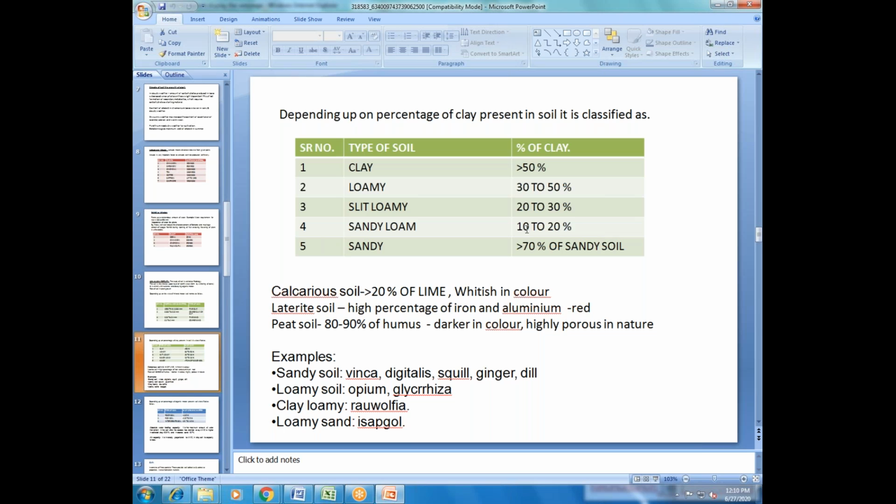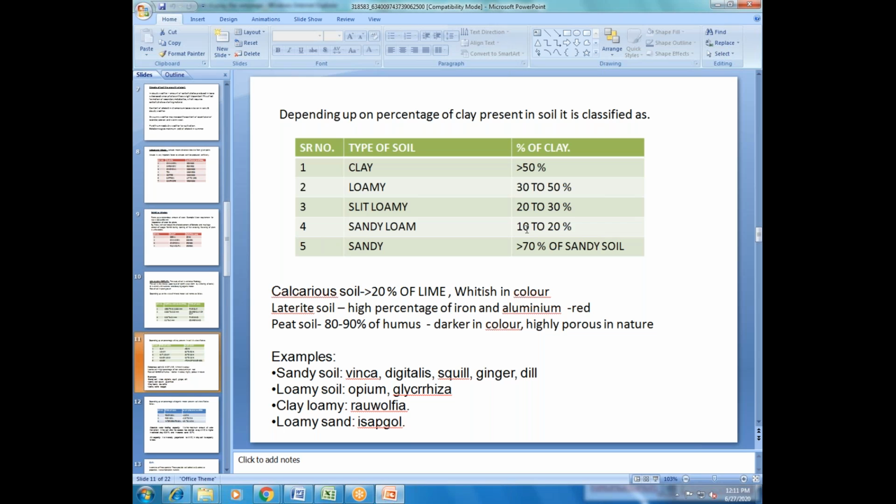Since it is highly porous in nature, porous in the sense, I think you understand what is porous. Pores will be present in that. Highly porous in nature, that's why the aeration will be good. Once the aeration is good, there is spreading of our roots down. So as the roots spread properly, it absorbs more manure, nutrients and water. So it grows big.